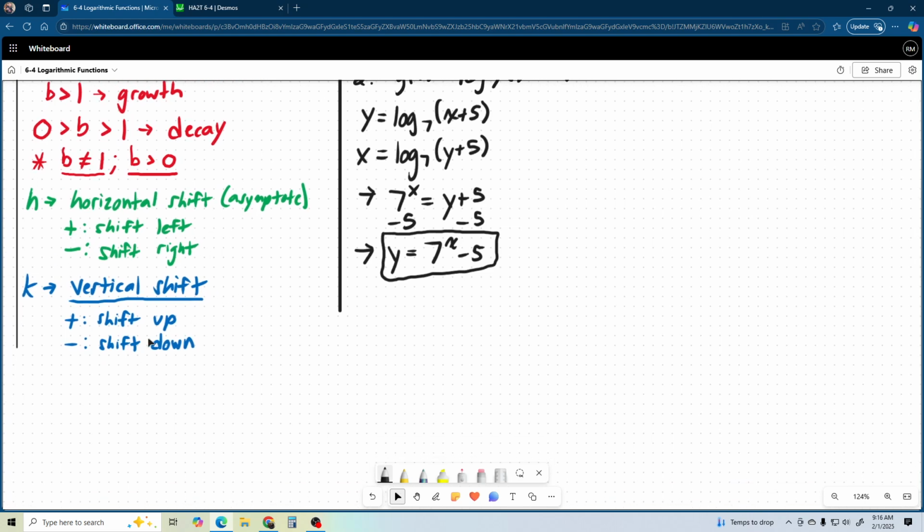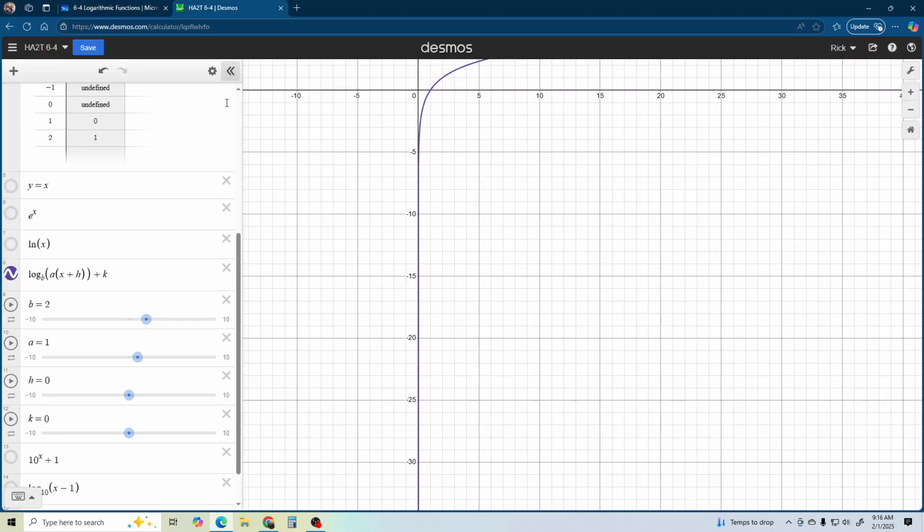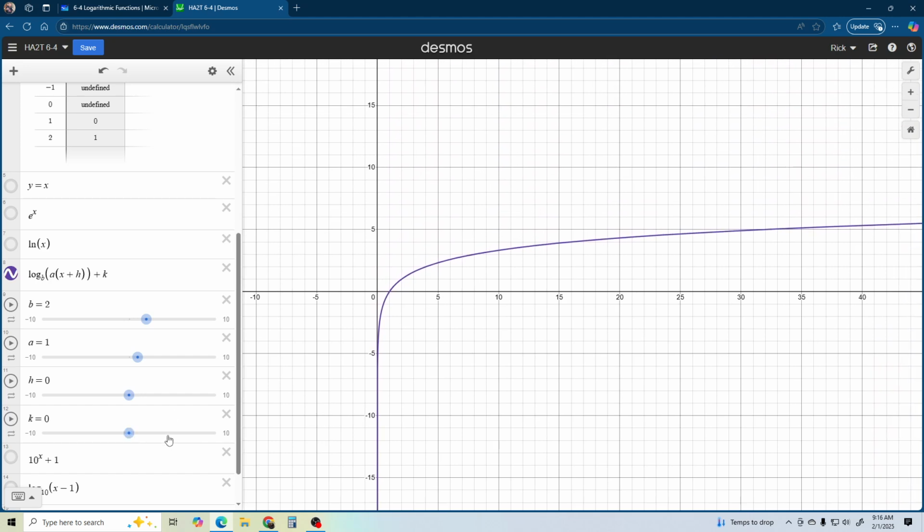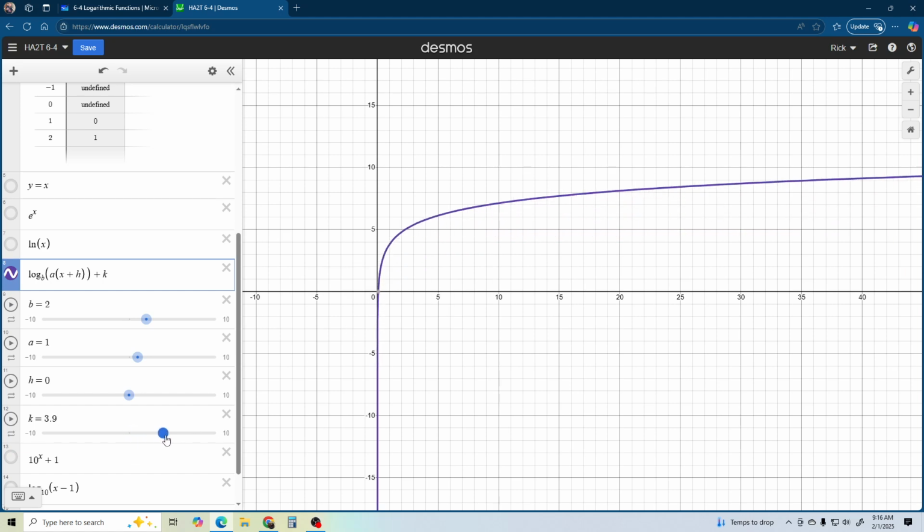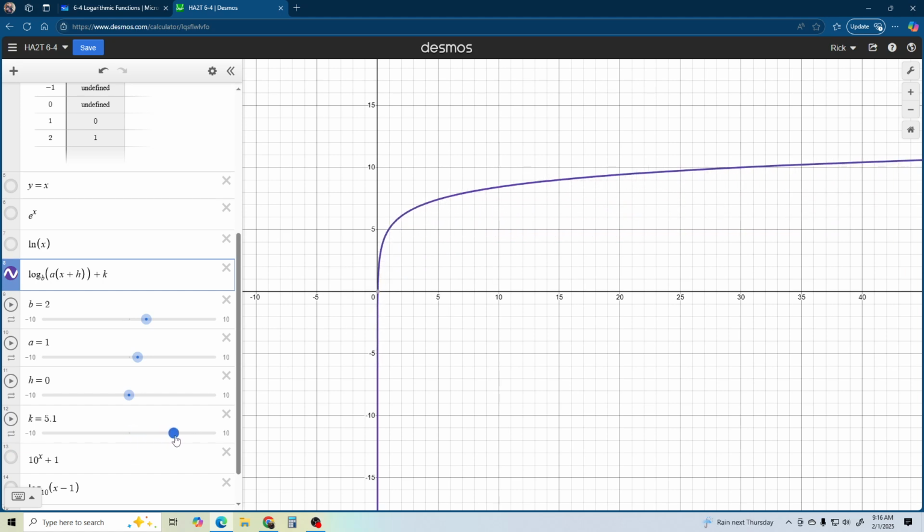K works the way it always does too. Positive is going to shift it up, negative is going to shift it down. So let's go ahead and just watch. Let's move this up here. Let's pick a point, okay? This is 1, 0, right? So if it's 1, 0, let's move it up 5. Just pick a point, 5, sure, why not? So now here, instead of it being 1, 0, now we're at 1, 5. So we moved our y value up 5, right?